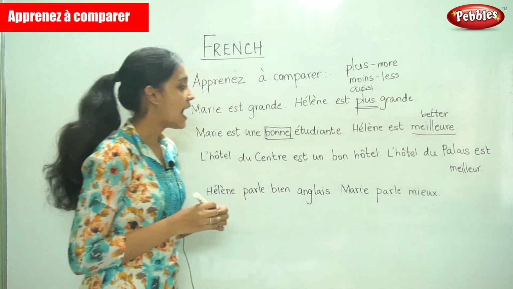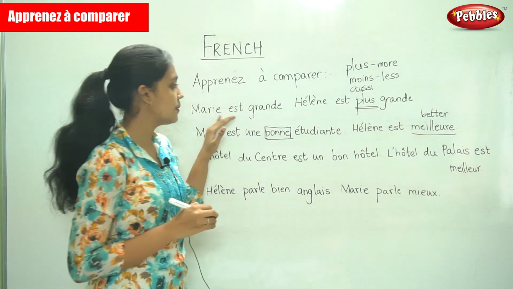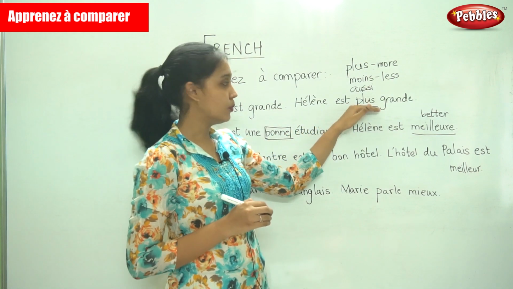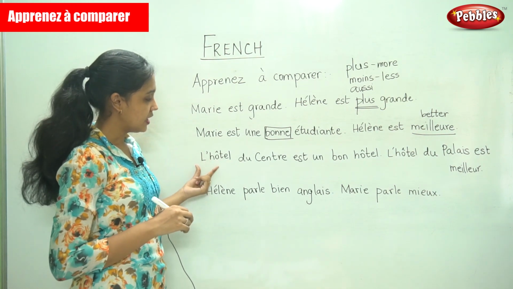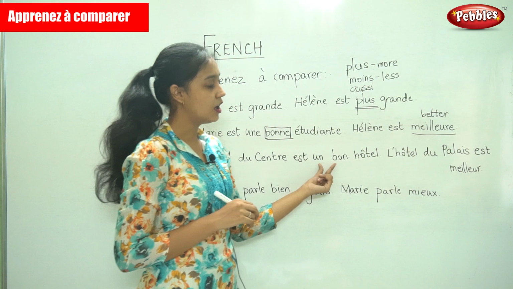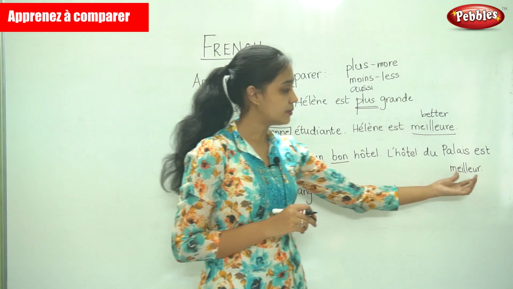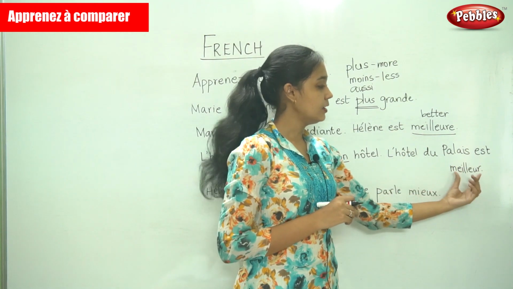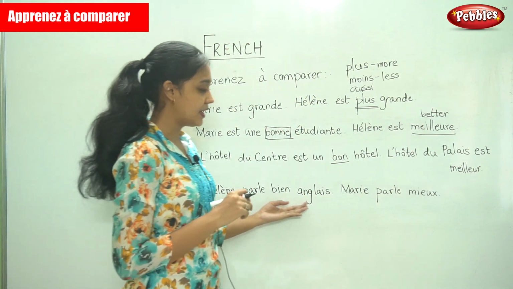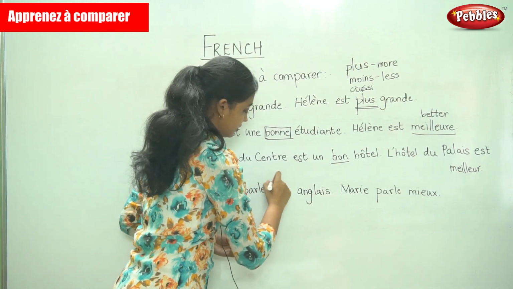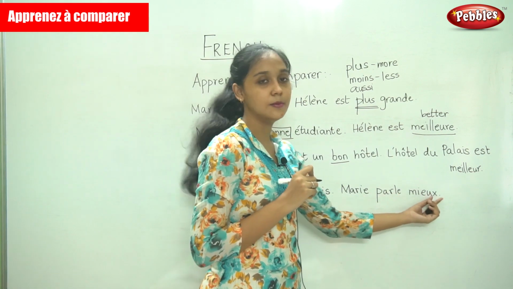So some words have a completely different word in the comparative degree. So for some of the words, for the adjectives, we use plus, moins and aussi. Moving on to the next sentence. L'hôtel du centre est un bon hôtel. Again, bon. So it is replaced with meilleur. L'hôtel du palais est meilleur, better. The next sentence. Hélène parle bien anglais. So here the adverb is bien. Marie parle mieux.